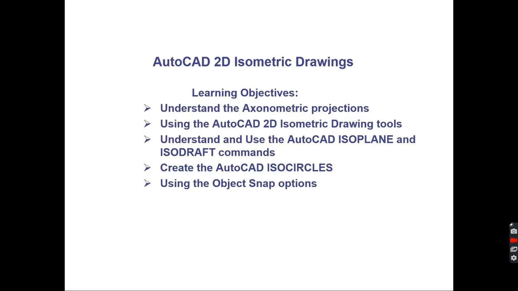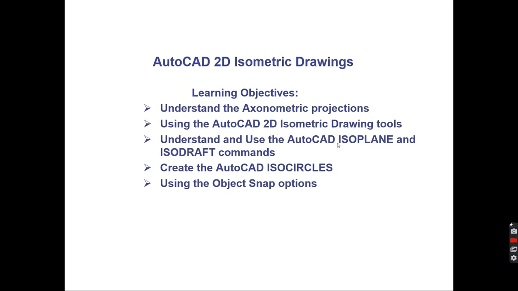We're going to look at isometric drawings. We're looking at 2D isometric drawings. A 2D isometric drawing is a 3D representation in a 2D plane. We're going to be looking at isometric projections using the AutoCAD 2D isometric drawing tools.